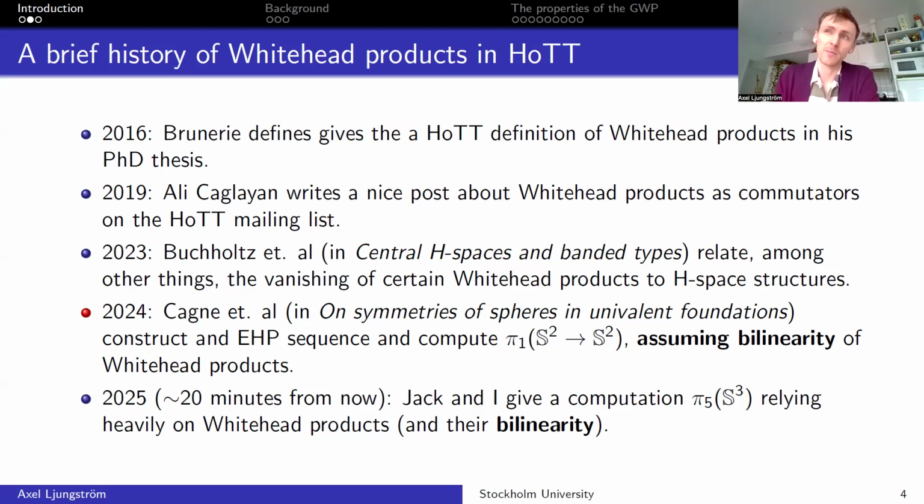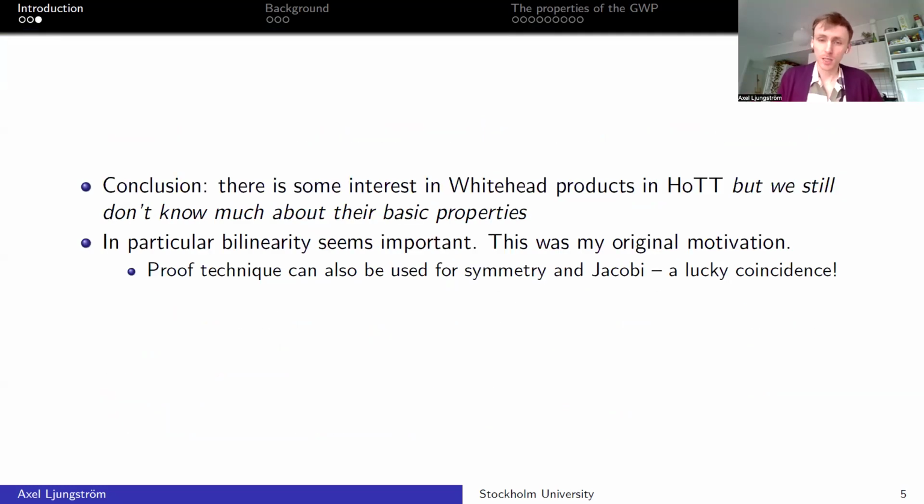A year later, there's this paper on symmetries of spheres in univalent foundations by Cong and friends, where they construct the EHP sequence and compute this homotopy group, and they do so assuming bilinearity of Whitehead products. This is the first time I've been able to find in the literature where someone in HoTT has actually been crucially relying on bilinearity. And then in 2025, actually in the future, Tom Jack and I will tell you about the computation of pi 5 of S3, which also relies on Whitehead products and in particular on their bilinearity.